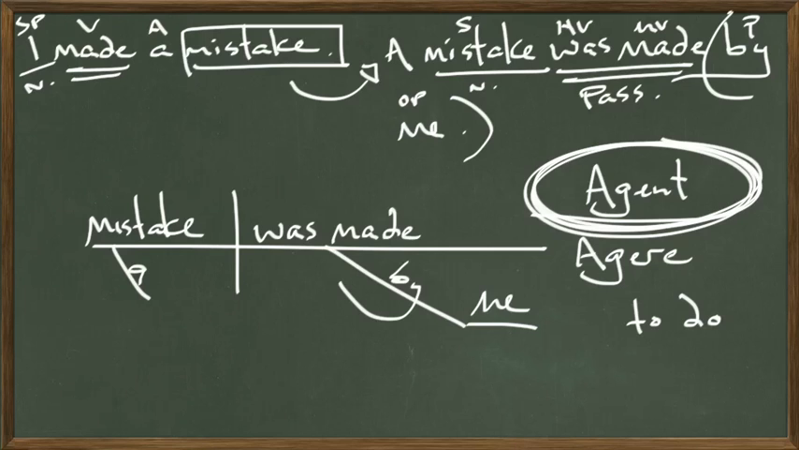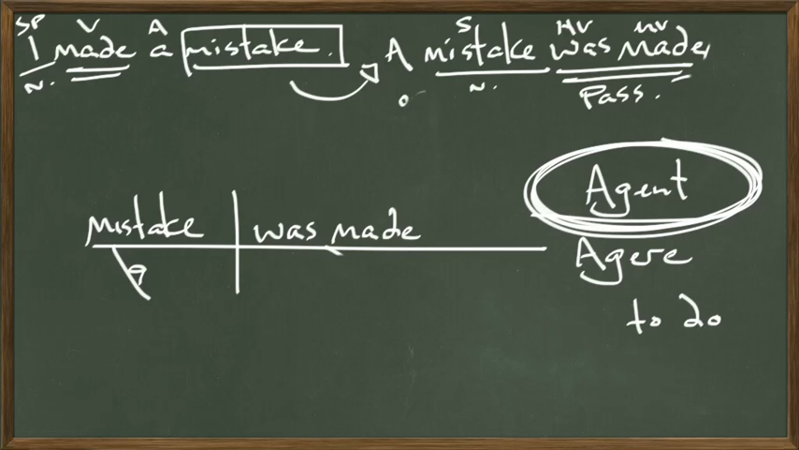For instance, in this sentence, I made a mistake. There's no doubt who made the mistake, and I can't evade blame with an active sentence because I have to admit I made the mistake, or you made the mistake, or she made the mistake. You have to admit who did it in an active sentence. In a passive sentence, you can hide blame. Here's how. You just get rid of the agent. So, a mistake was made. You just leave it at that. A mistake was made. Okay?